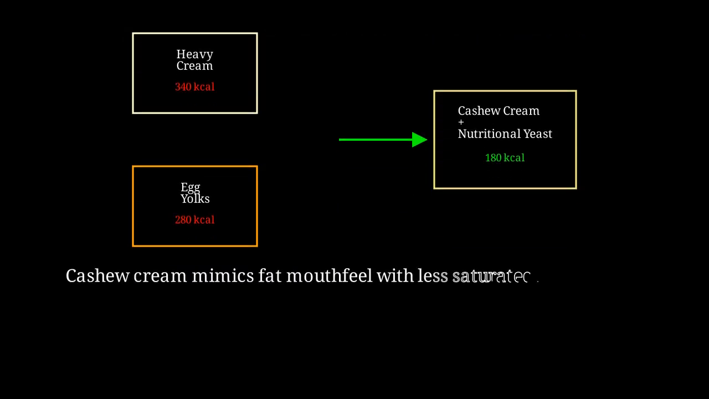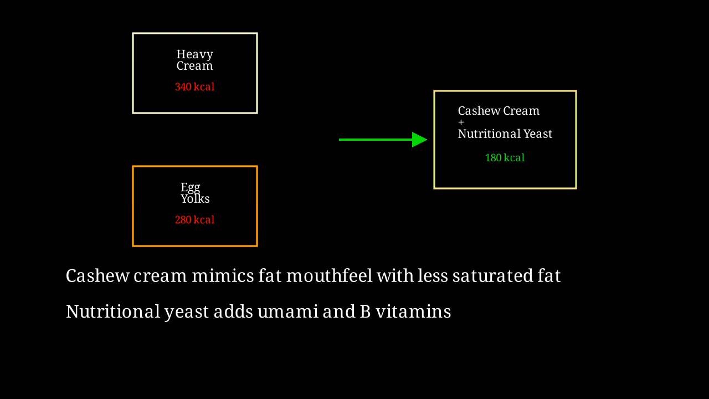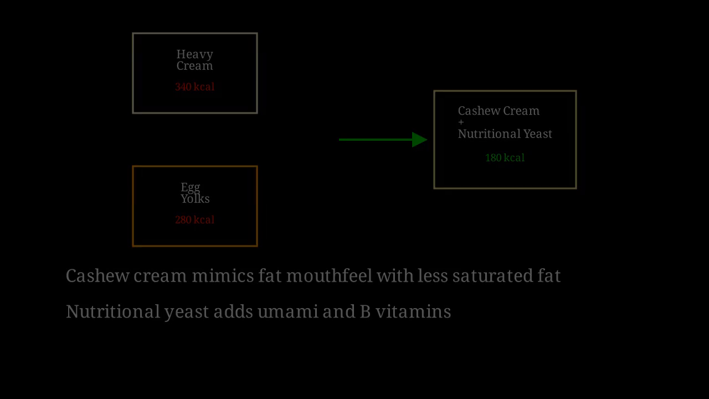Cashew cream, when blended smoothly, mimics the mouthfeel of dairy cream, but with much less saturated fat. The fats in cashews are primarily monounsaturated, which are heart-healthy. Nutritional yeast is key here. It provides intense umami flavor, compensating for the reduction in egg yolks and cheese. Plus, it adds B vitamins, including B12, which is rare in plant foods.